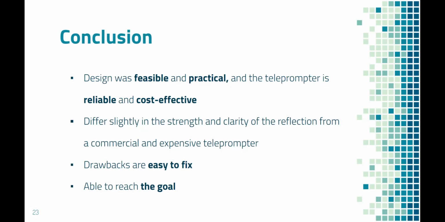Okay, we've come up to the conclusion, and let's see what we've been inspired by doing the project. My design was proved to be feasible and practical. The result was very positive, and the teleprompter is reliable and cost-effective. The product I created differs slightly in the strength and clarity of the reflection from a commercial and expensive teleprompter. Meanwhile, I understand that the drawbacks are easy to fix. The project achieved its goal of solving the eye contact troubles by using this teleprompter.